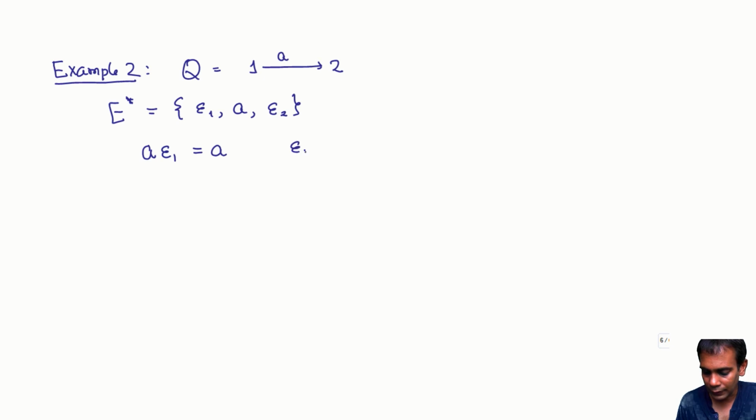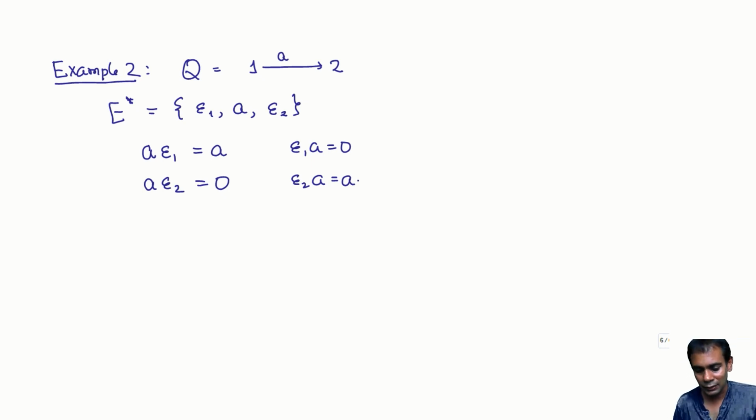Then epsilon 1 A is 0 because the target of A is 2 but the source of epsilon 1 is 1. Then A epsilon 2 is 0 and epsilon 2 A is equal to A. So this algebra has 4 basis vectors and this is how they multiply.